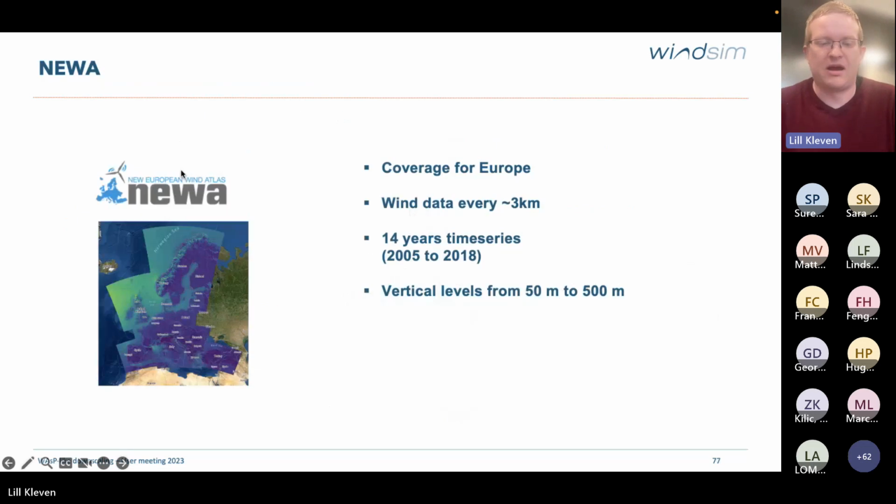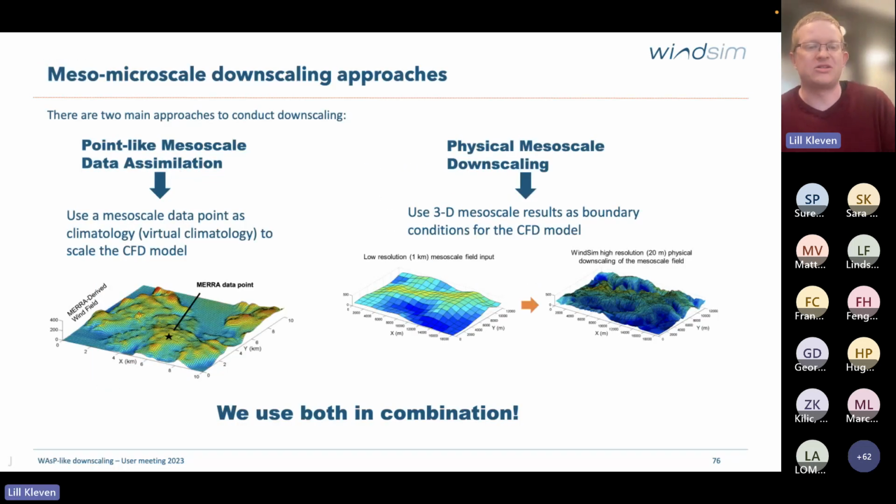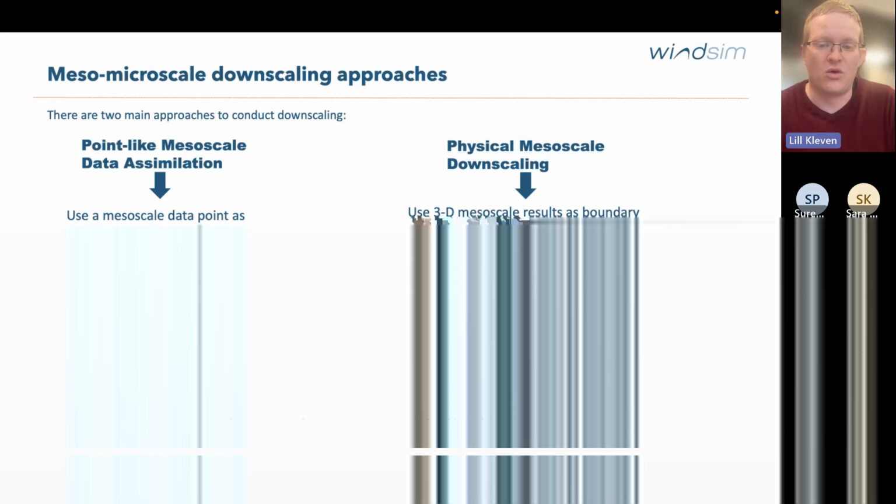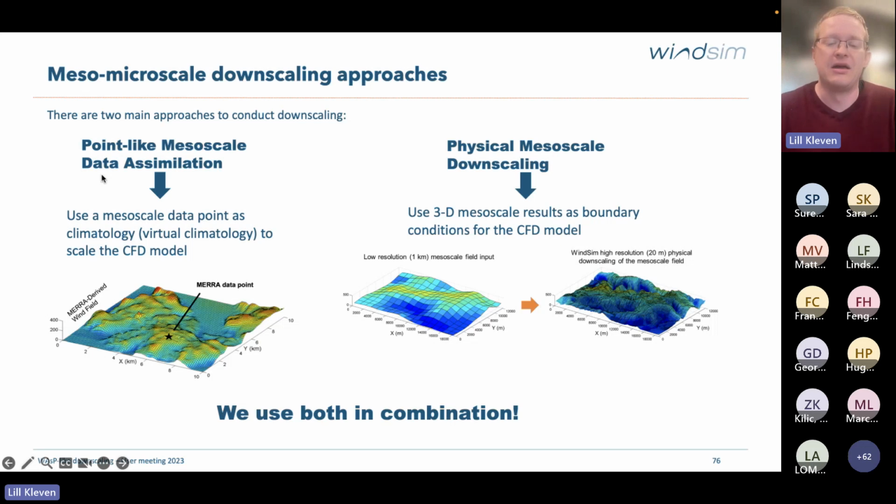The other approach is the so-called point-like mesoscale data assimilation, where you just take the mesoscale data and input it to the standalone WindSim simulation as a virtual metmast. We are going to use both this boundary condition approach and this point-like mesoscale assimilation in combination to create this new downscaling solution. But first, I'm going to tell you what's wrong with using the mesoscale data directly as virtual metmasts in the WindSim simulation.